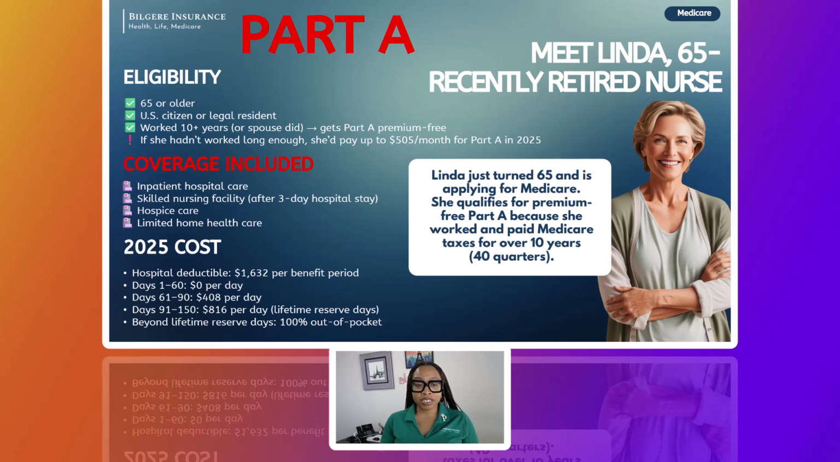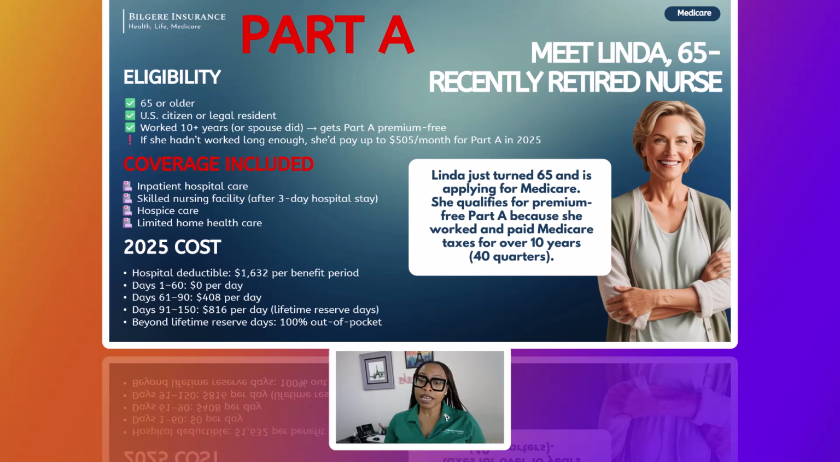So let's dig a little deeper into that. What makes us eligible for Part A? So Part A, you must be 65 or older unless you fall into one of those special categories with disability. You must be a U.S. citizen or legal resident, work 10 years or a spouse did. If you have a little different situation, we can talk about that separately because Medicare really is different for each person. But if you fit these general criteria, you will be eligible for Part A, and you would get Part A premium free. If you have not worked long enough, there are still ways to pay to play.